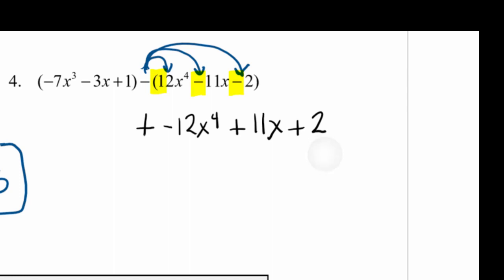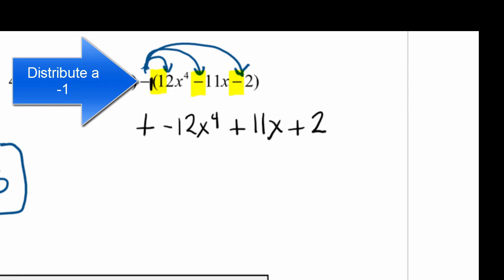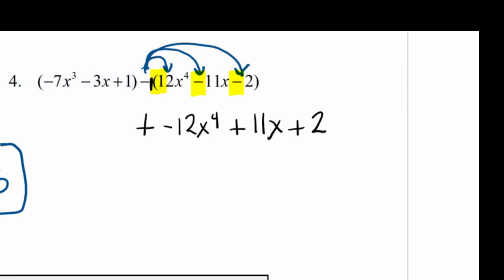Some students like to think of this as there being a little invisible negative 1 here in front of the parentheses that's getting distributed in the second parentheses. So whichever method makes more sense for you, then go ahead and use that, right? As long as you make sure that all 3 of the terms in the second polynomial get changed. And then I'm rewriting. Okay, I'm going to get rid of this plus here and just leave that minus. Okay. And now let's put in descending order.